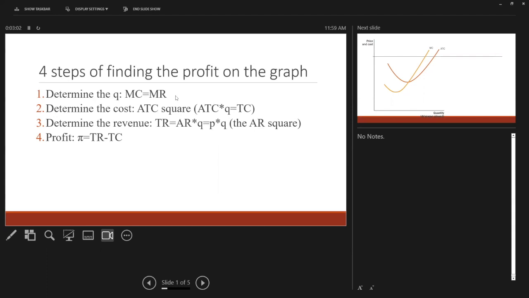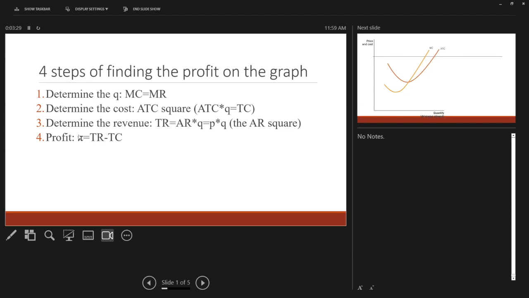Second step, we need to find the cost. How do we find the cost? We need to find the total cost, right? Because the profit that you're maximizing, that is step 4, is composed of 2 parts, revenue side and cost side, right? So we're looking into cost, and cost is given by what I refer to as the average total cost square. You're going to see this in the next slide.